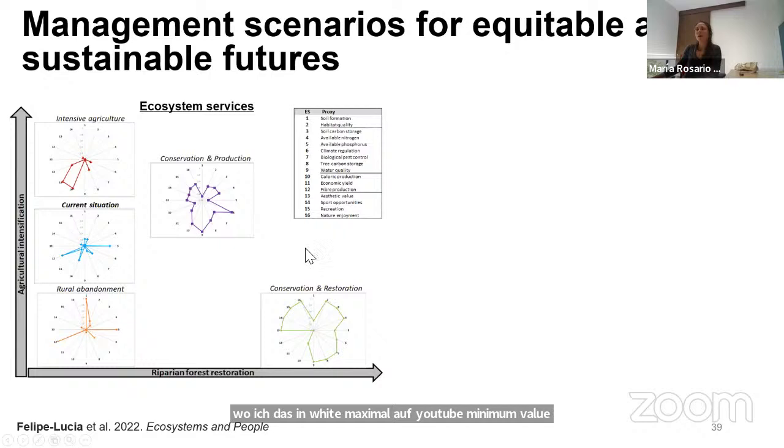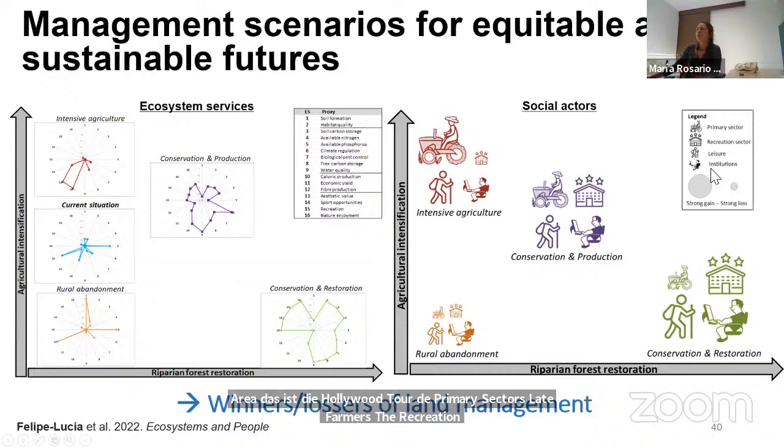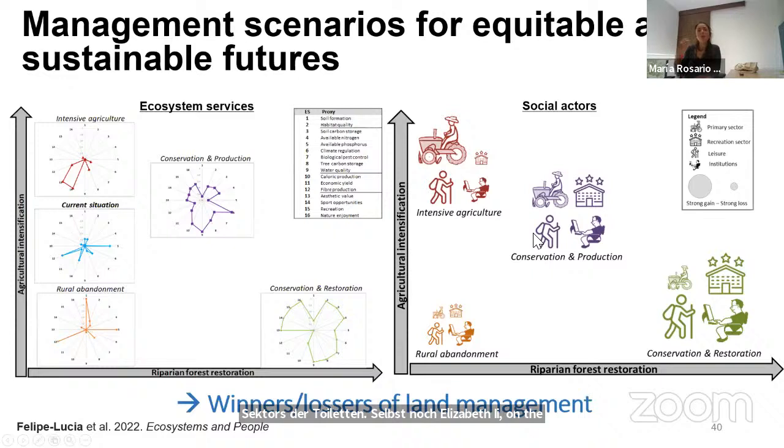And what we did now is to contrast the effect of these management scenarios on ecosystem services on the different social actors that are relevant in our study area. So here we identified four main stakeholders, which are the primary sectors like farmers, the recreation sectors like the tourism industry, the tourists themselves, the leisure people, and the institutions. And we represent, according to the size, whether these different stakeholders would benefit or would win or would lose from the different scenarios.